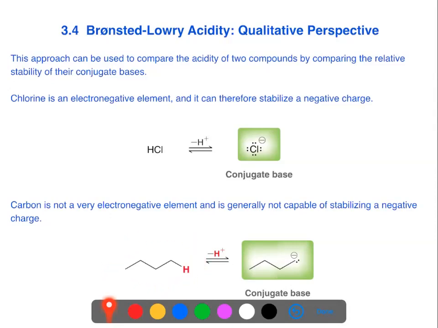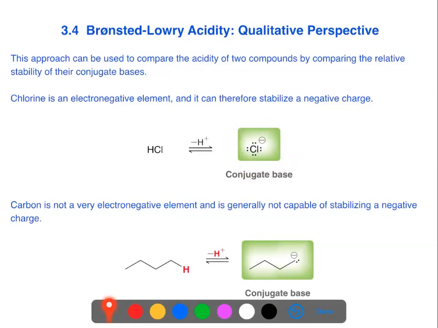Now, if we look at the example below where we have our alkane, if this alkane were to lose a proton, the respective conjugate base would be an alkanide. Carbon, relative to chlorine, is not nearly as electronegative, so its ability to stabilize that additional electron around its atomic center is not as good. Based on the differences in electronegativity, the chloride will be more stable than the alkanide. So the carbanion is going to be less stable than the chloride ion.